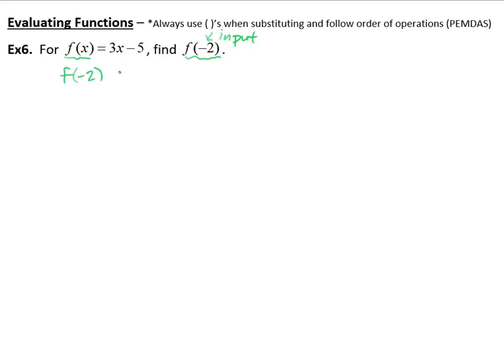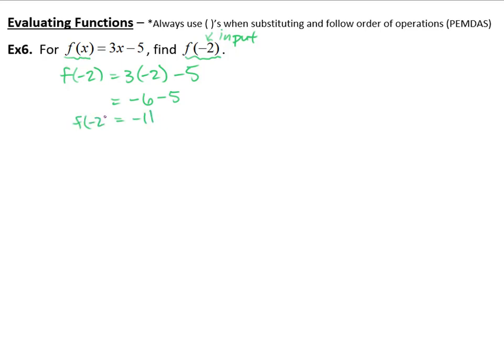f of negative 2 equals 3 times negative 2 minus 5. So again, make sure you're using parentheses when you substitute in. So 3 times x, 3 times negative 2. And we're not going to do any math here on the left. That was just notation to tell anybody what we're doing. All the math we're going to do is on the right. So we're going to multiply 3 times negative 2. Remember to multiply before you add or subtract in your PEMDAS. And then subtract 5. So we get negative 6 minus 5 more gives us negative 11.